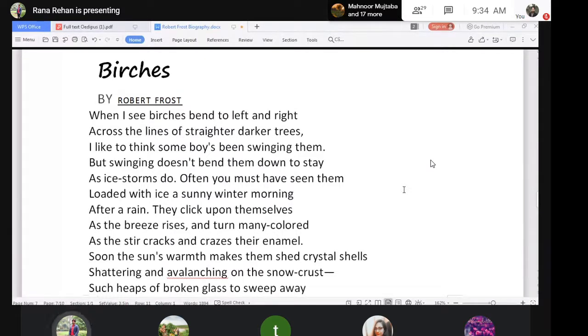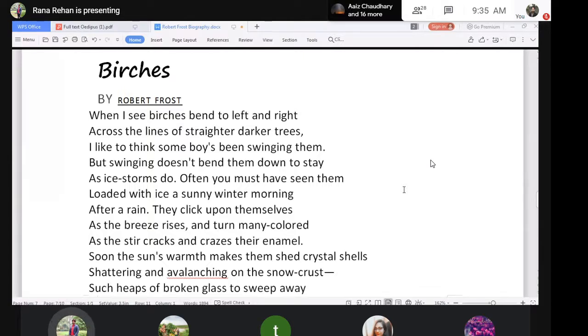As I have already told you, birch is a tree, and this birch tree used to be not only one tree, but a bunch of trees. This used to belong to Robert Frost's father and uncle, because they had a home in the countryside in the village. So when he was a child, around 12 to 15 years old, he used to go there and swing with those branches of birch, and then he associates himself with the swinging of the birch tree.